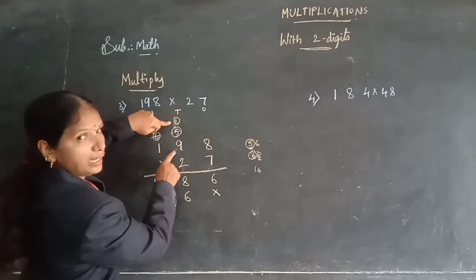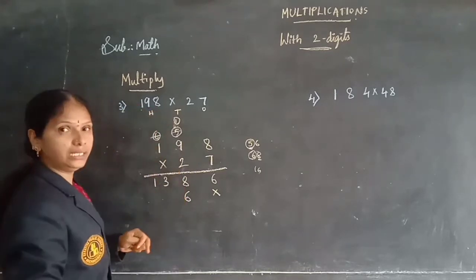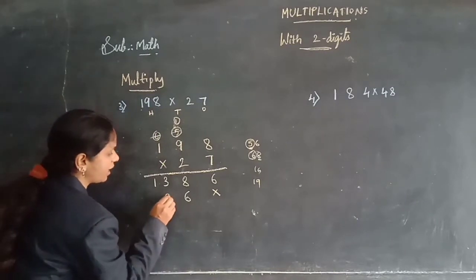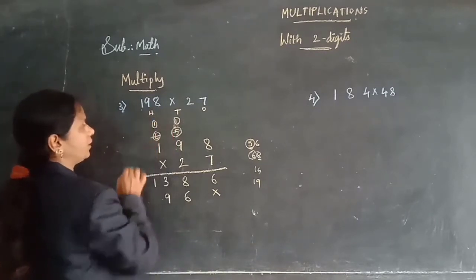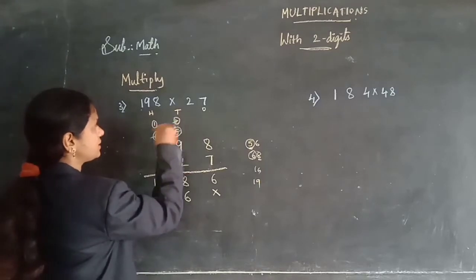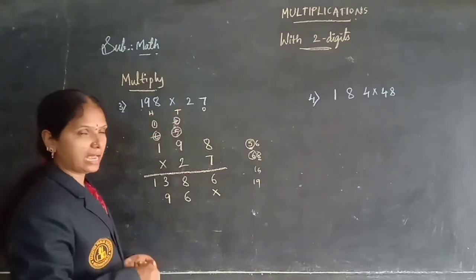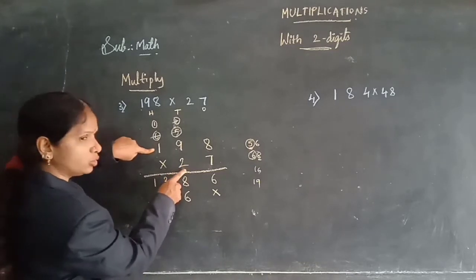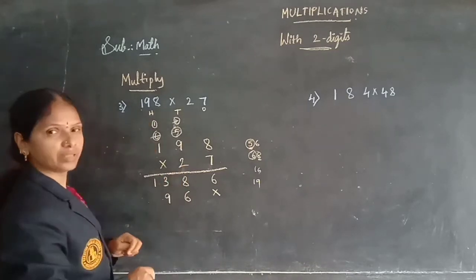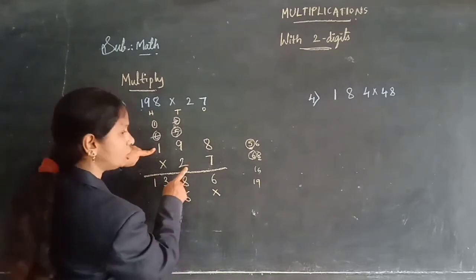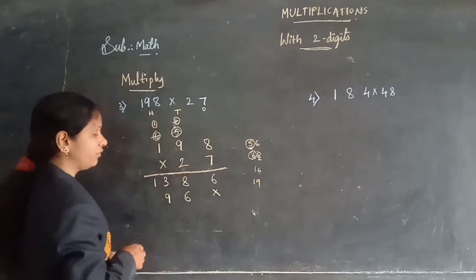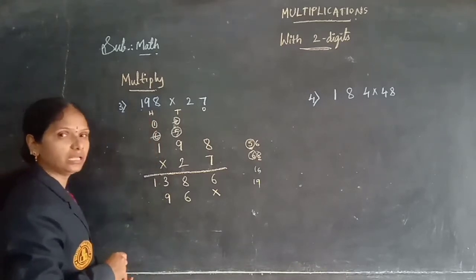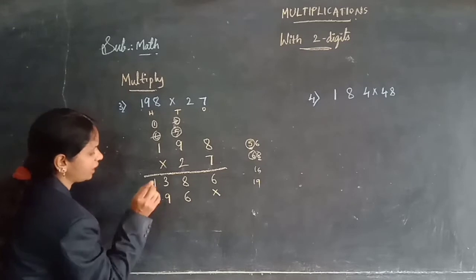2 9s are 18 plus 1, 19. 9 here and 1 carry. And we can cancel this. Let's cancel this carry which we added. Now 2 1s are 2, and this 1 carry we need to add now. 2 1s are 2 plus 1, 3. So here I am writing 3.